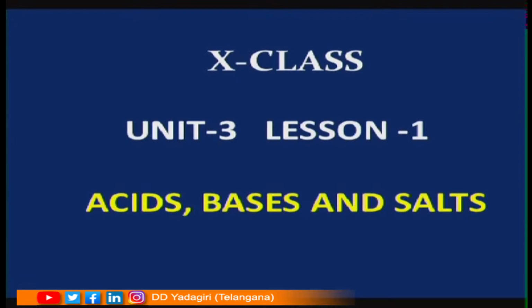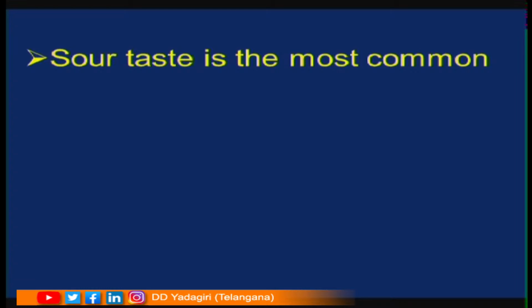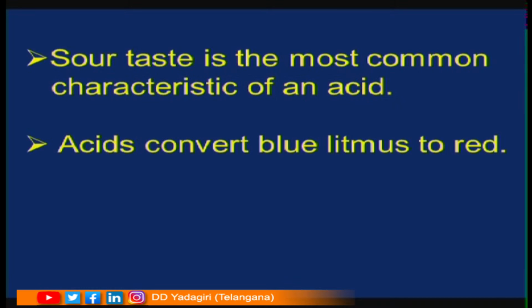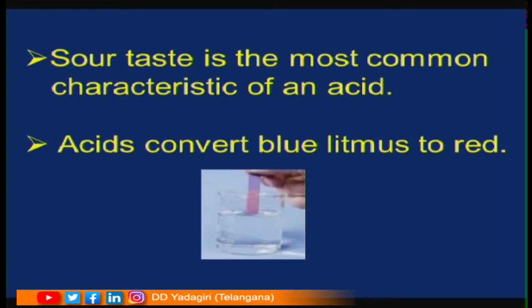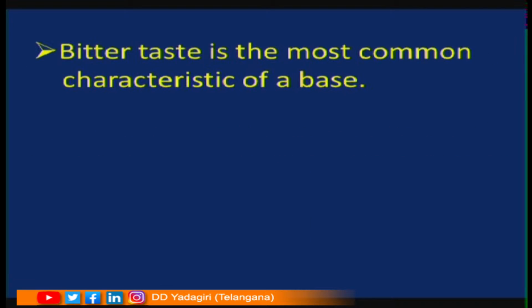Now, let us start. Acids are generally sour in taste. Whenever we take a litmus paper and dip it in acids, the blue litmus turns red. Now, you see in this picture a blue litmus is turned to red.